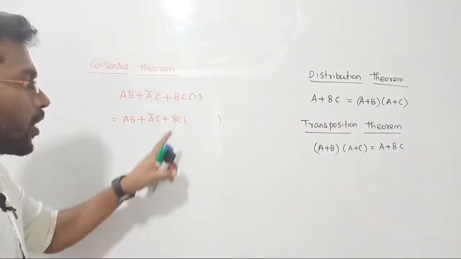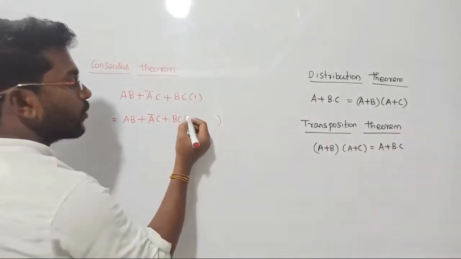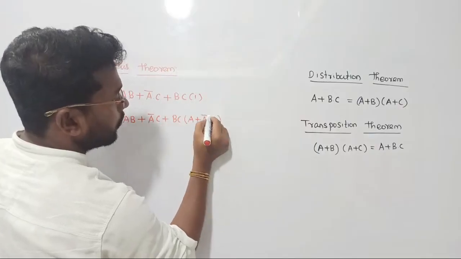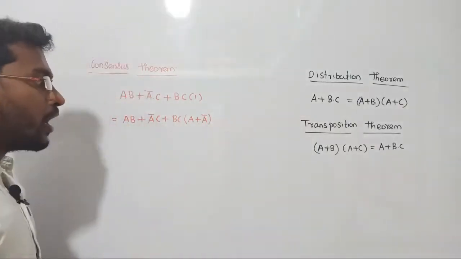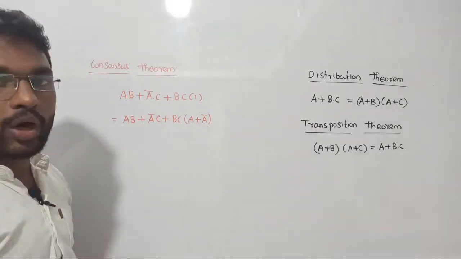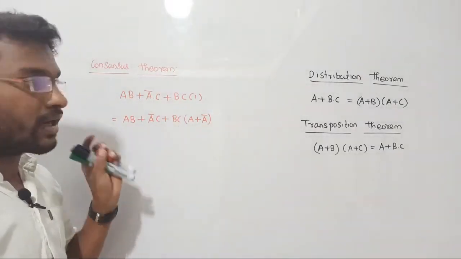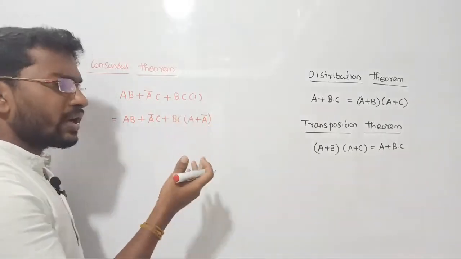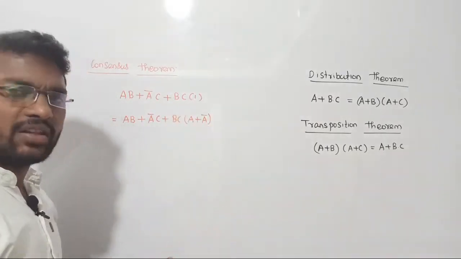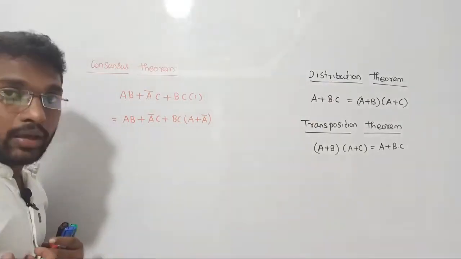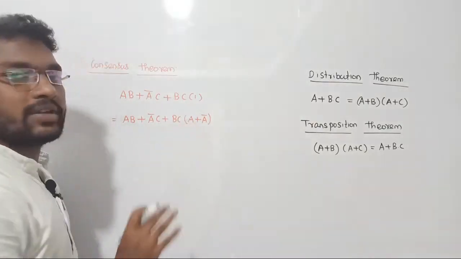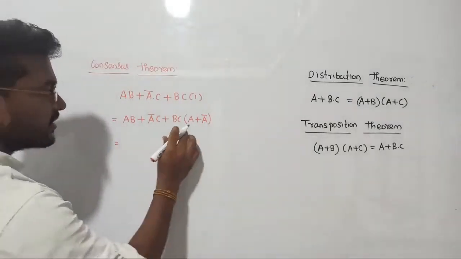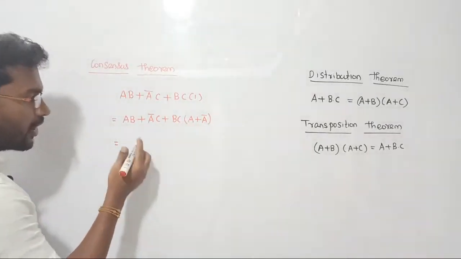Do you agree that there is a 1 there? Yes. Now instead of that 1, I am just injecting a plus a bar. We all know a plus a bar equals 1. That property I already gave, please revise your notes. Similarly, you can consider b plus b bar, c plus c bar, whichever you want. Myself, I would like to consider a plus a bar for some reasons. Quickly you will come to know why.